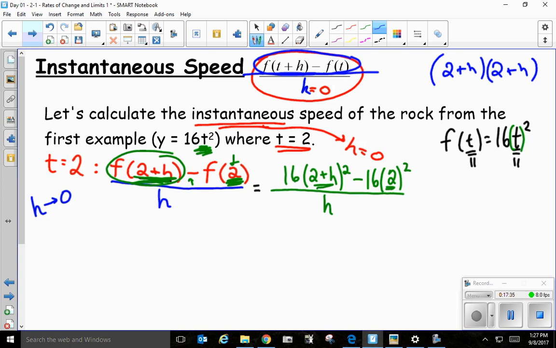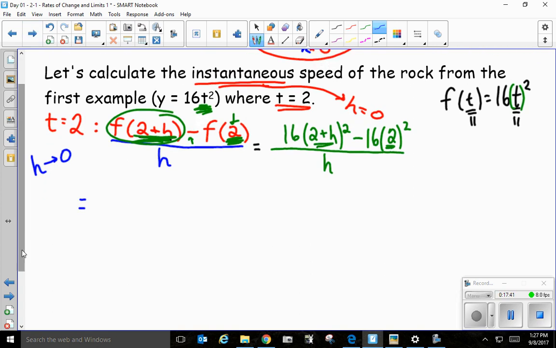Okay? Remember some of the shortcuts I told you guys to do? So let's do this. Okay? Going to come down here. I now have 16. I'm going to keep that. I'm going to FOIL. Can anyone tell me quickly what's 2 plus h squared?